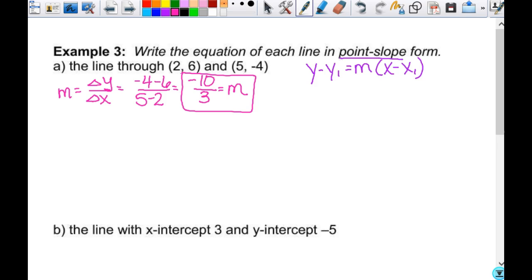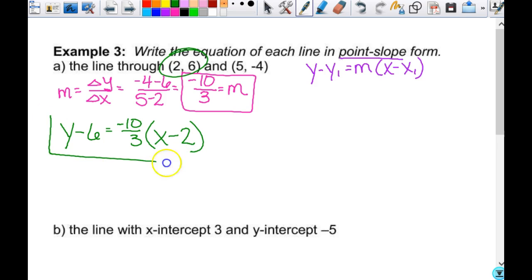Okay, so which one would you most likely pick? 2 and 6. Okay, so let's do that one. So this is going to give me y minus 6 equals negative 10/3 times x minus 2. Do I do anything else? No, that's it. I've got this.